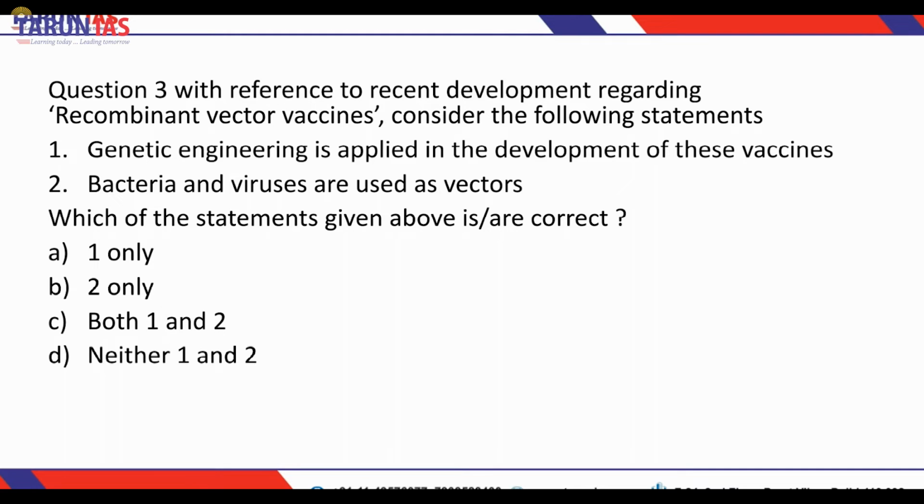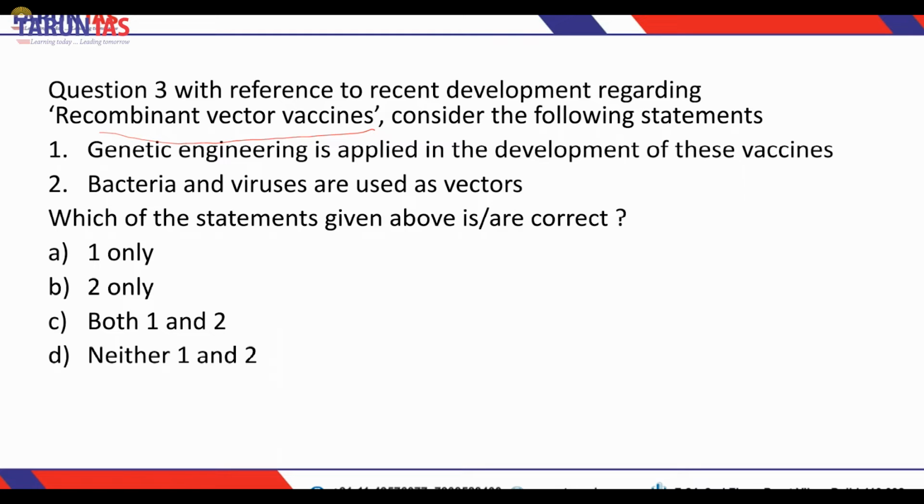With reference to recent development regarding recombinant vector vaccines, consider the following statements. The first statement says that genetic engineering is applied in the development of these vaccines. Bacteria and viruses are used as vectors. Now, what do we mean by recombinant vector vaccines?